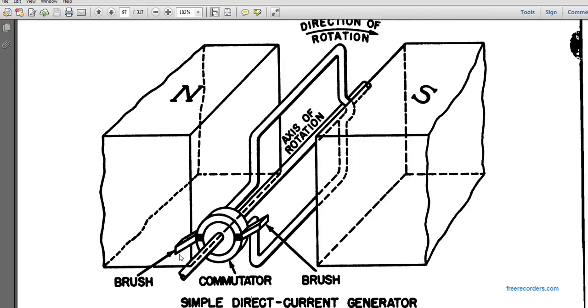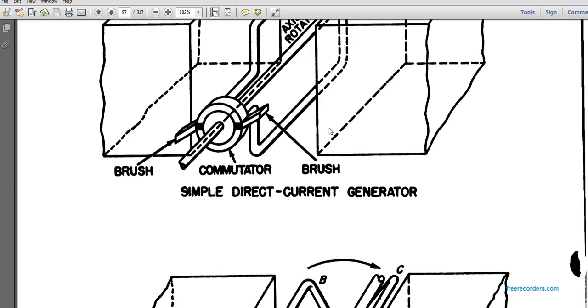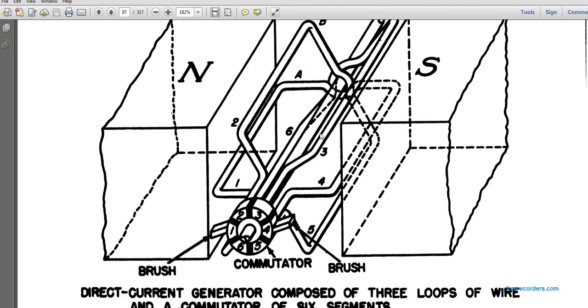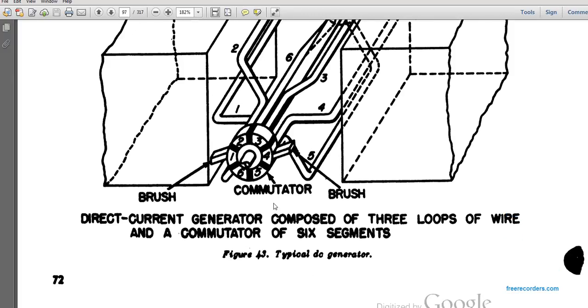This is a commutator with brushes, and the brushes and the axis of rotation between the exciter and the generator, the direct rotation axis. It shows different brushes, like for 6 different kinds, feeding the currents off the generator.